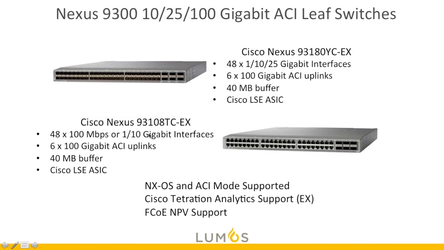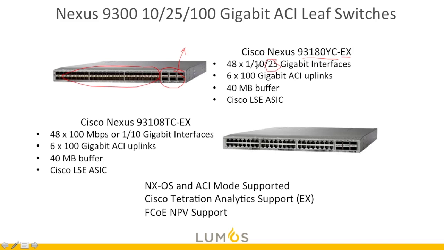And these are the newest 9300 switches. These are based on the 25 gig Ethernet technology, so 25 gig Ethernet lanes. So we have the 93180YC-EX. They are capable of IP-based endpoint groups as well. We have 6 ports of either 40 gig or 100 gig going up to the ACI spine. And then we have 48, 1, 10, or 25 gigabit interfaces going down to a host.